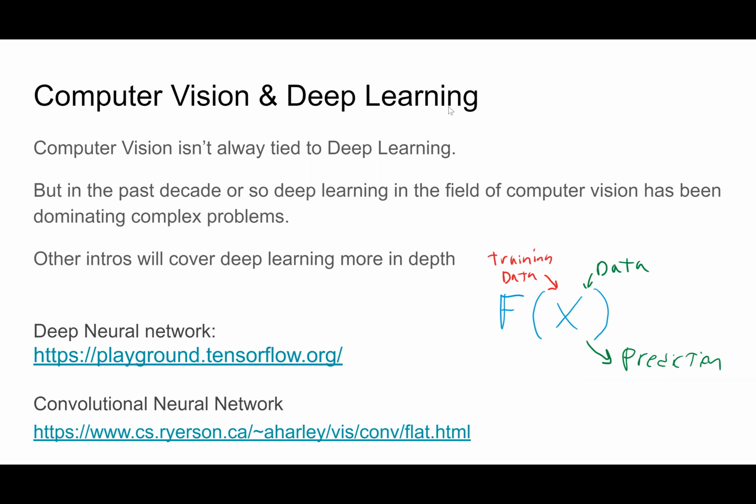So computer vision and deep learning. Computer vision isn't always tied to deep learning. It's kind of its own field. But with the improvements that deep learning has brought to the field, like when you hear about someone using computer vision for self-driving cars and things like that, very likely it's using deep learning behind the scenes as well. But I did just want to point that out because they can be a little bit separate fields.